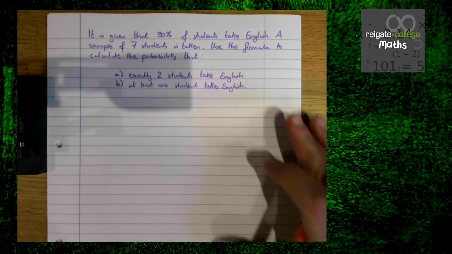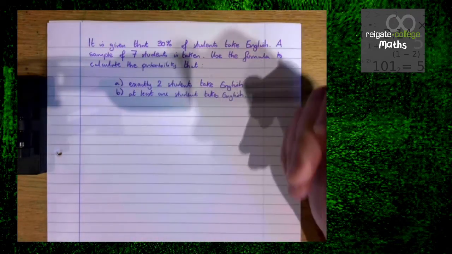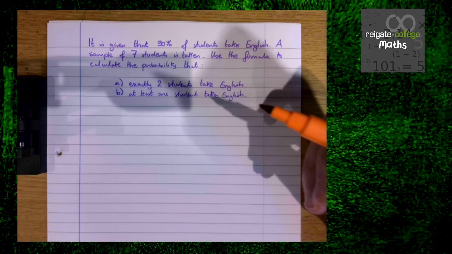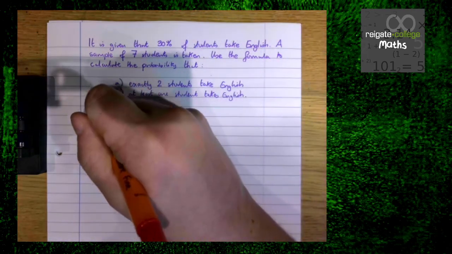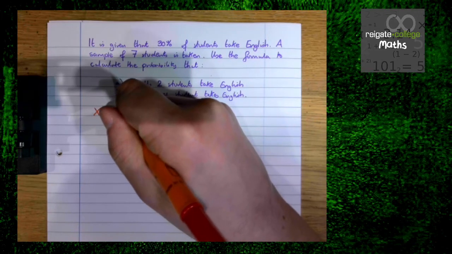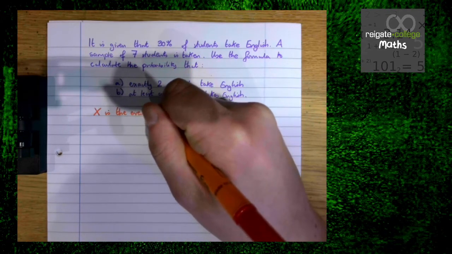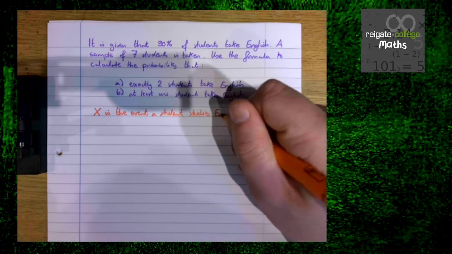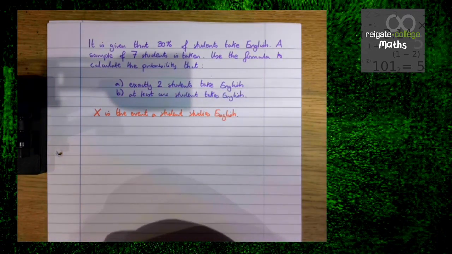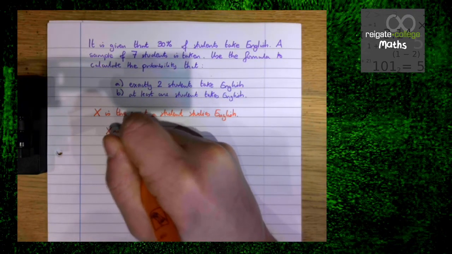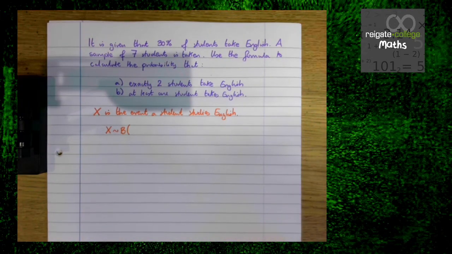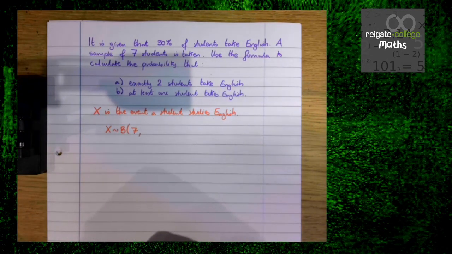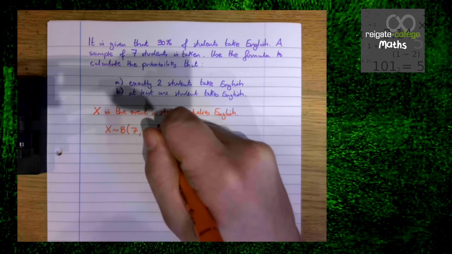Now the first thing we have to do with these questions, which is typically something that students miss in terms of the full answer, is explaining our variable. So X is the event a student studies English. And then we need to write out our distribution. So we know X is binomial. The number of trials is 7, because that is the sample size we have. And we know the probability of success is 0.3.